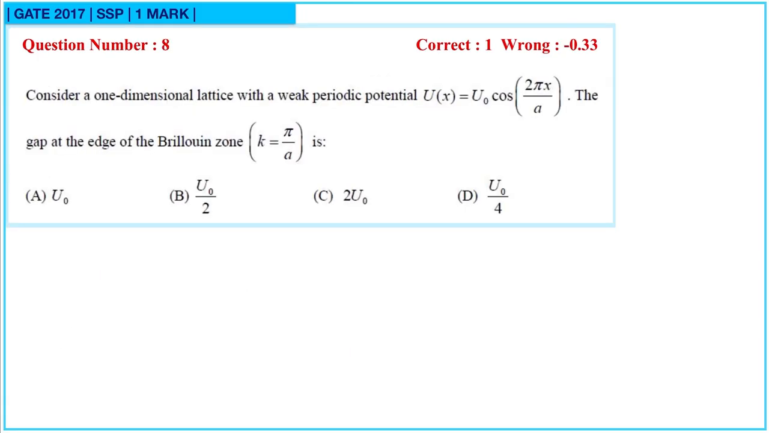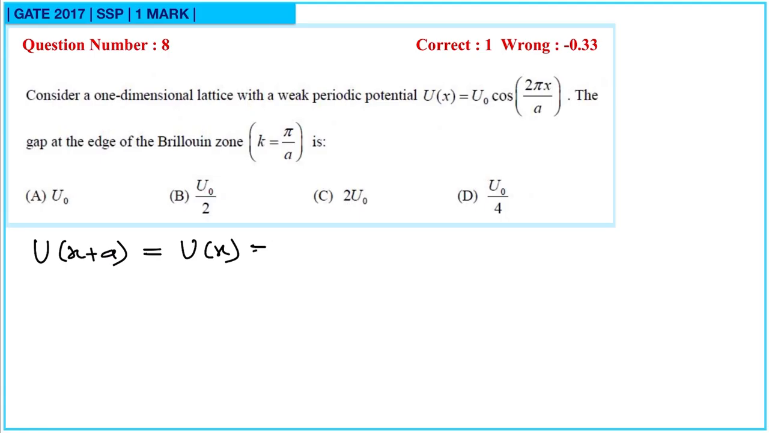Consider a one-dimensional lattice with a weak periodic potential U of x is equal to U naught cos 2 pi x by a. The gap at the edge of Brillouin zone k is equal to pi by a is. Now here it is given U of x is this. So I can write U of x plus a, where a is periodicity of that function, that will be U of x, it will be same.